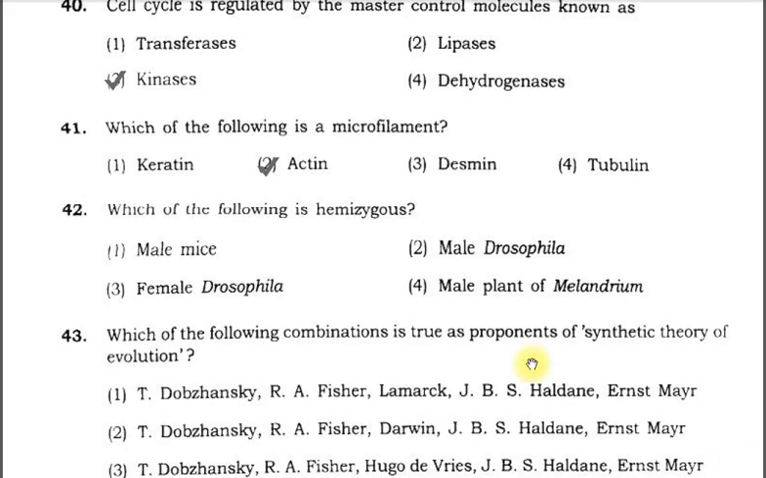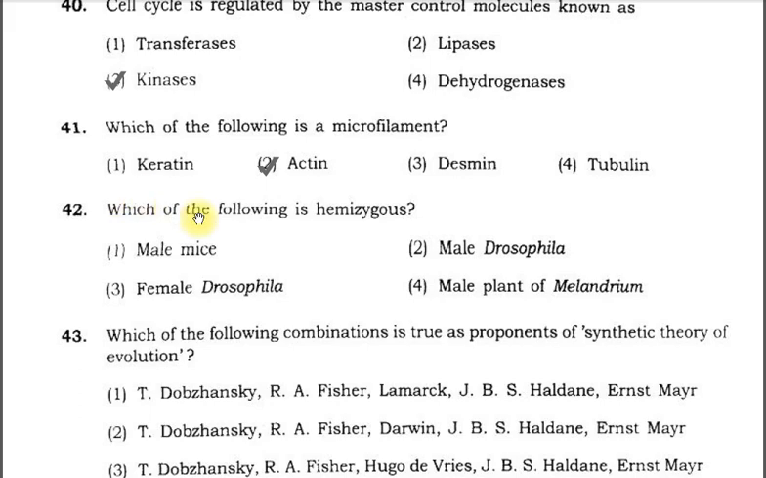Question number 42. Which of the following is hemizygous? Option 1, male mice. Option 2, male Drosophila. Option 3, female Drosophila. Option 4, male plant of Melandrium. Now note down, the question says hemizygous. When we say hemizygous, the males are always hemizygous since they contain only one X chromosome and the other one is the Y. That means only half of the alleles are normally present compared to diploid individuals.